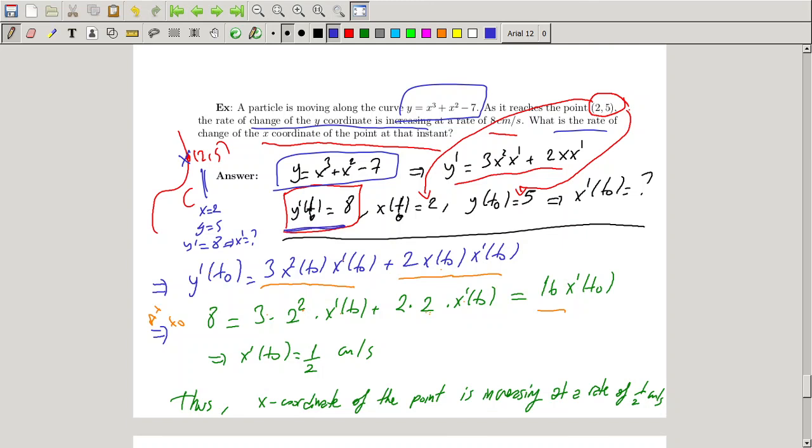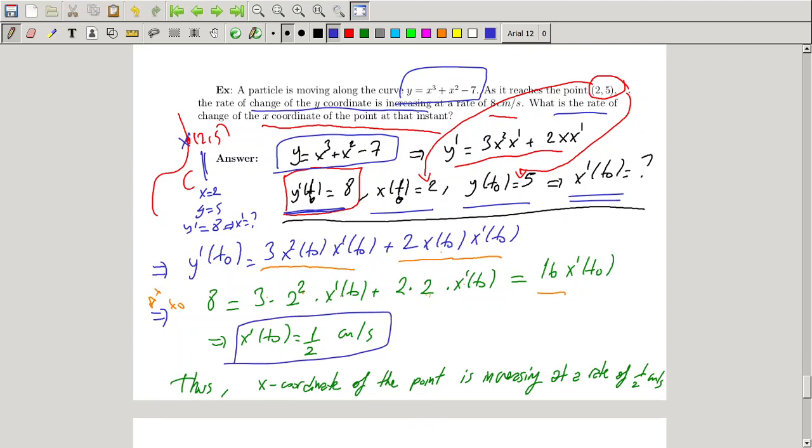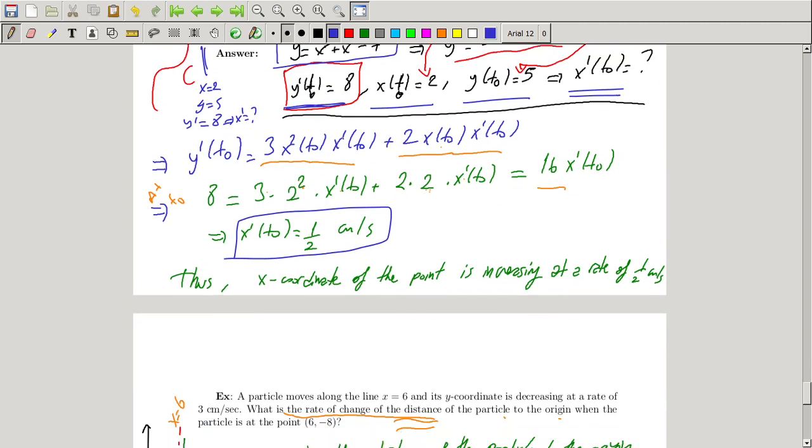And this is given: y prime at t0 is 8, x at t0 is 2, y at t0 is 5. What is x prime at t0? If you evaluate this calculation, you find that it is 1 over 2. It means the x coordinate of the point is increasing at a rate of 1 over 2.